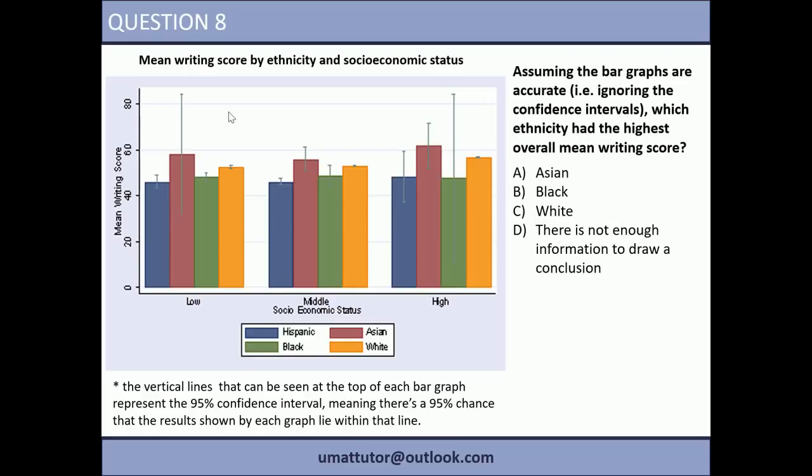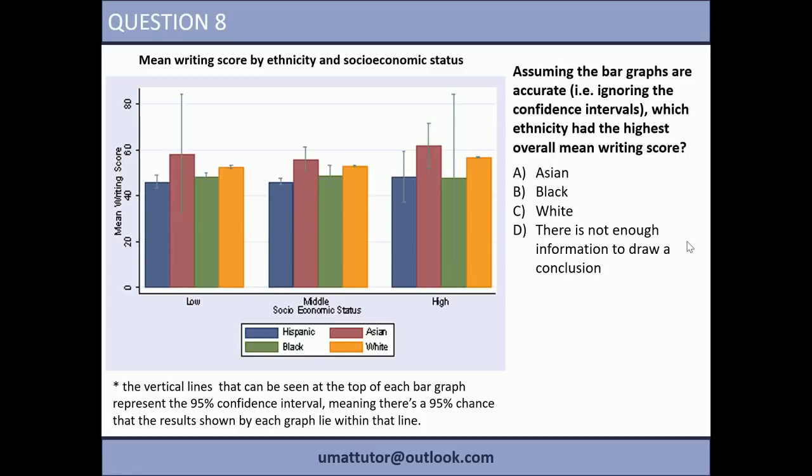One more quick question based on the same graph. The new question is, assuming the bar graphs are accurate, so in other words, we're going to ignore the confidence interval lines just for a minute, which ethnicity had the highest overall mean writing score? Now, if you look at the answers, we can see that we've got Asian, black, white, and option D is there is not enough information to draw a conclusion.